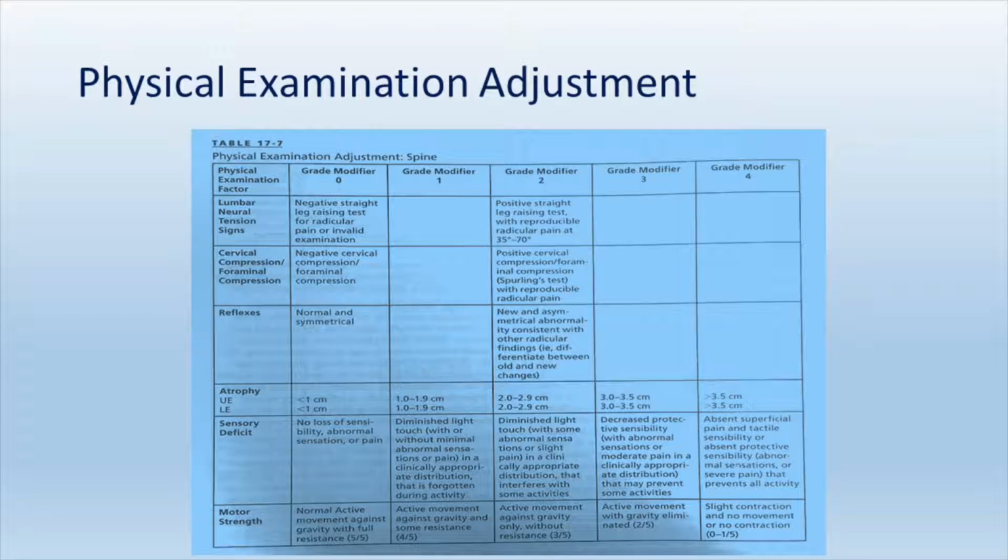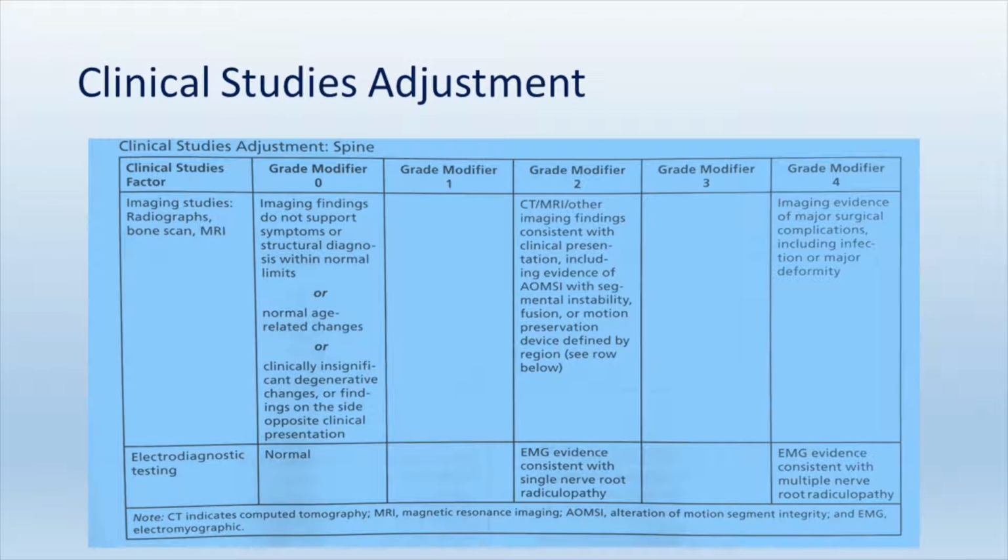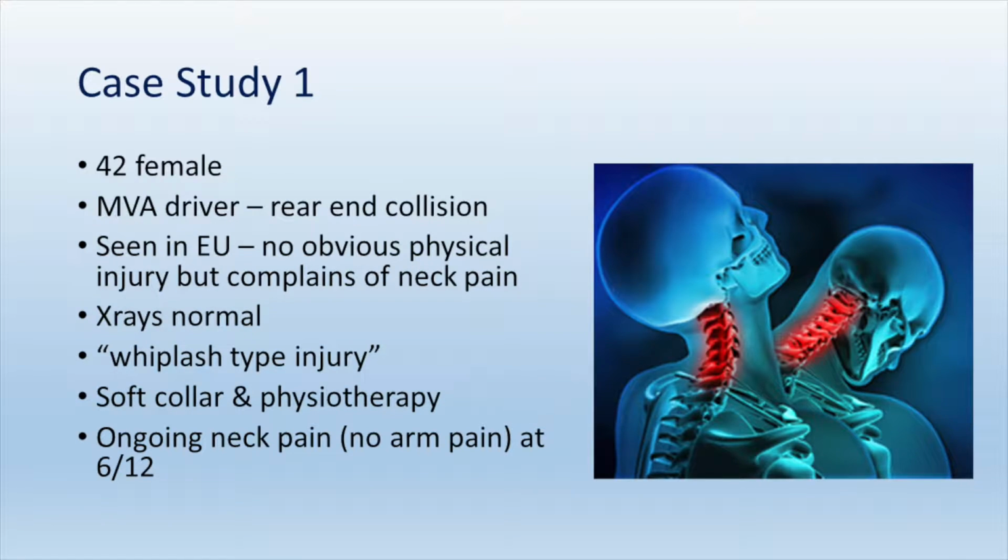Physical examination, likewise, you could apply these grade modifiers based on your physical findings, whether there were tension signs, compression test positive, reflexes, muscle atrophy, sensory deficit, or motor deficit. Our clinical studies should obviously confirm our clinical findings. So I'll use a couple of case studies to illustrate how one would go about applying an impairment rating.